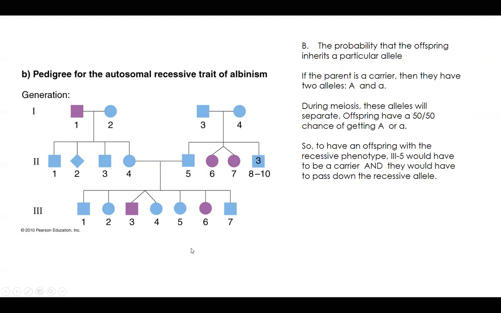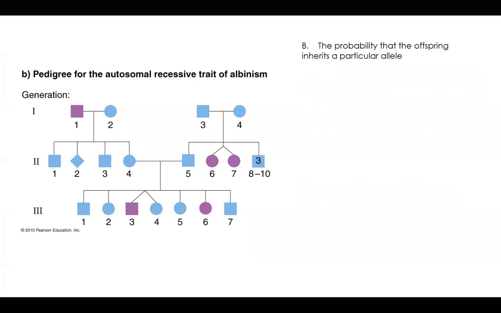So if we want to know what the chances are of any offspring of 3-5 being a recessive offspring, 3-5 would have to be a carrier and pass down that recessive allele. That's that big "and," which means multiply. So 2/3, which is the probability that it's a carrier, times 1/2 equals 2/6 or 1/3. So this is this parent's probability of having and passing down a particular allele.